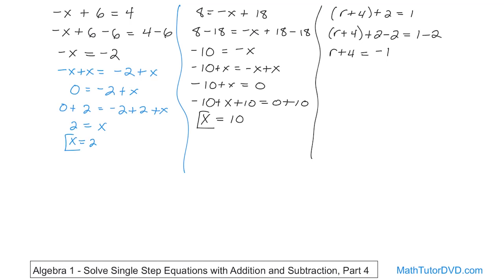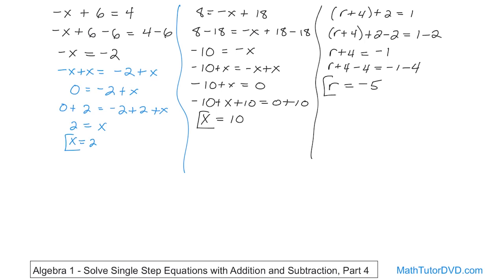So now we'll subtract 4. R plus 4, we'll subtract 4 from the left. Negative 1 minus 4, we'll subtract 4 from the right. So on the left, the 4's go away. You'll have r equals, what is negative 1 minus 4? When you have a negative number subtracting something, you're going more deeply negative. So basically, you're going to add them together, which will be 5, and the answer is going to be negative 5.